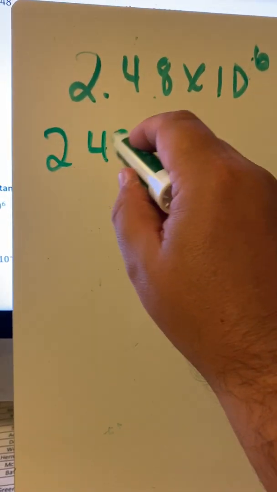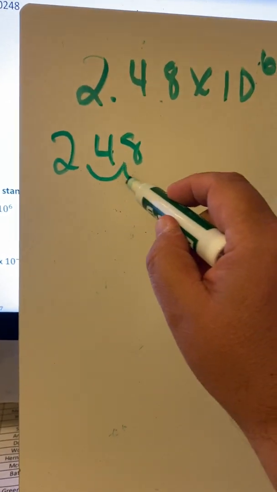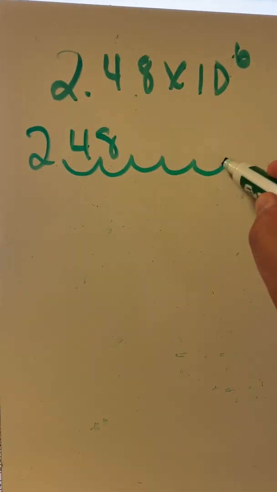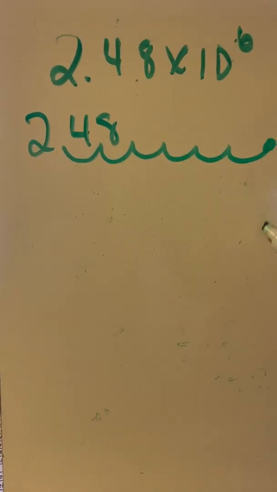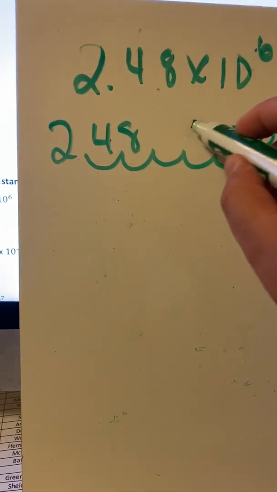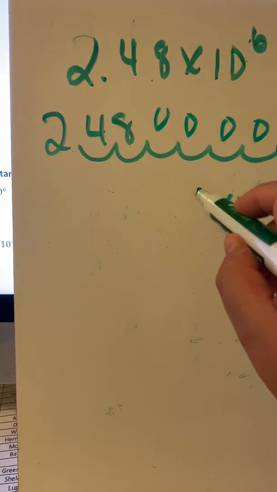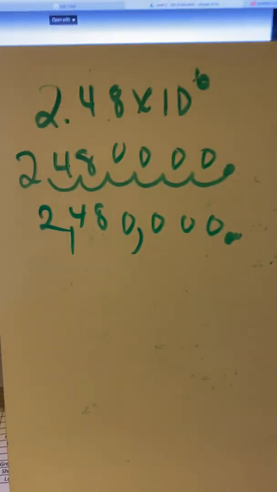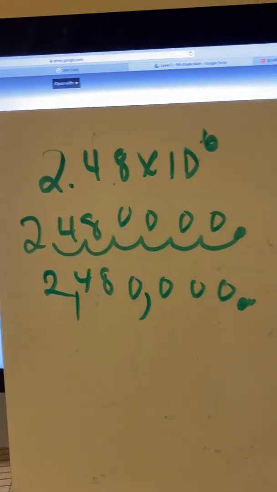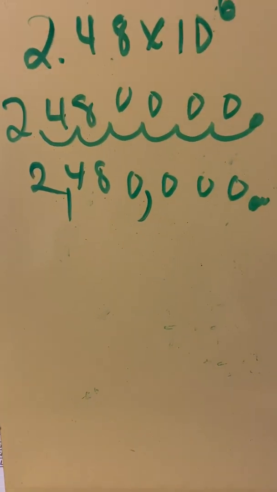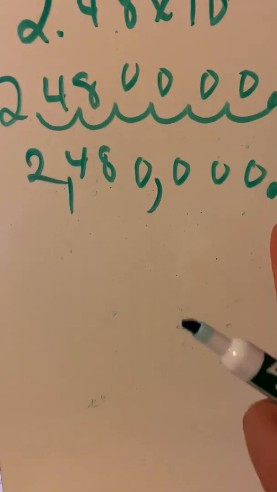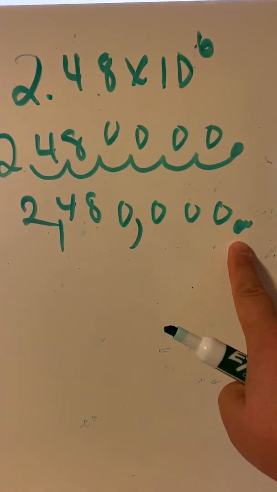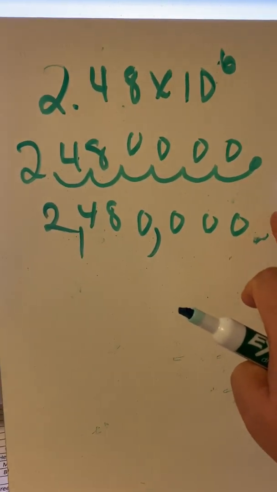So 248, it's right here. 1, 2, 3, 4, 5, 6. This is your new decimal all the way here. Fill the blanks with zeros. 1, 2, 3, 4. So that number, 2.48 times 10 to the 6, is actually 2,480,000. Now, do you need this decimal point at the end? No, it's not necessary.